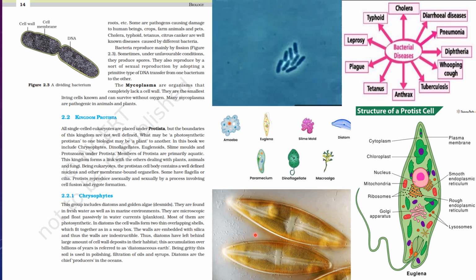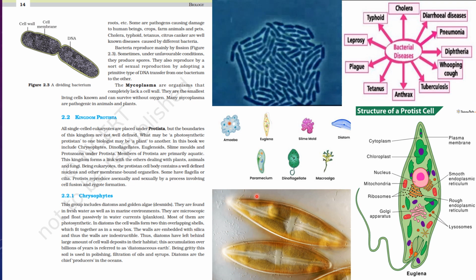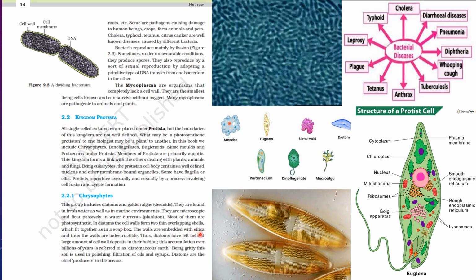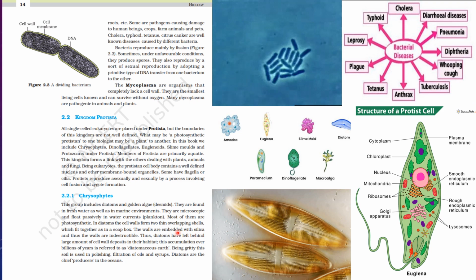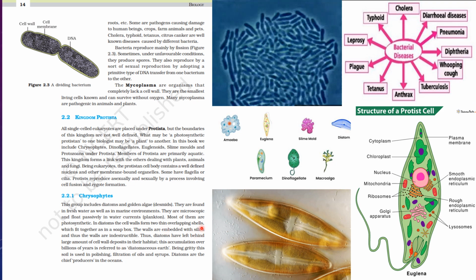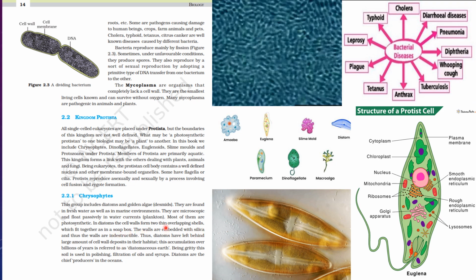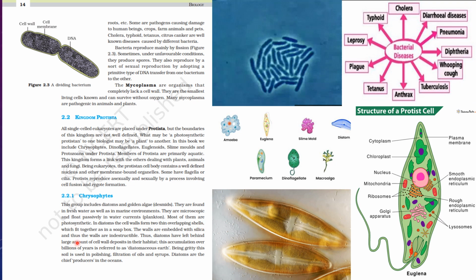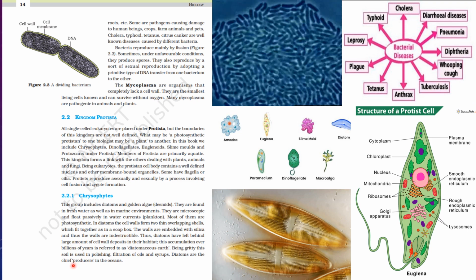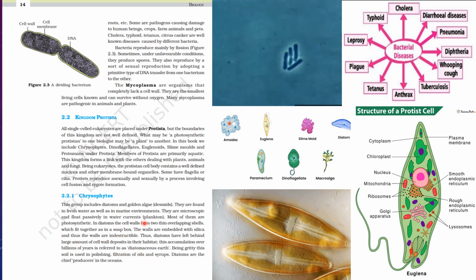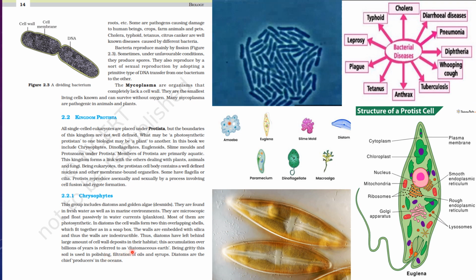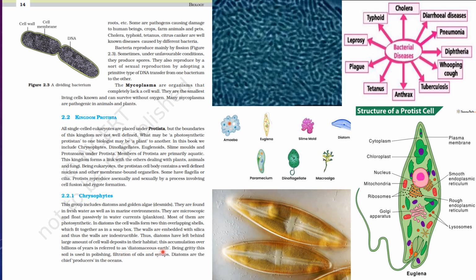These diatoms have a soap box shape in which there are two overlapping shells. The diatoms have a cell wall that forms two overlapping shells which fit together like a soap box. They are mainly seen in marine areas and they can produce diatomaceous earth.